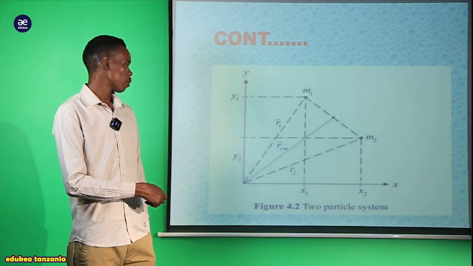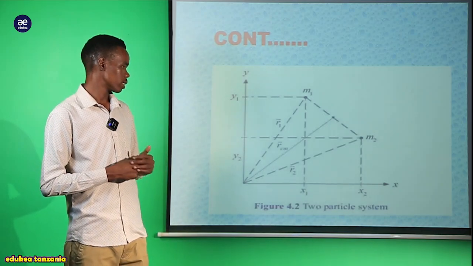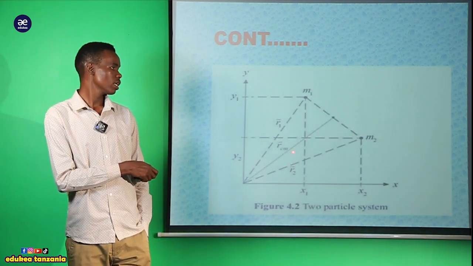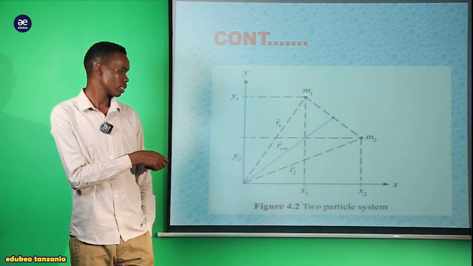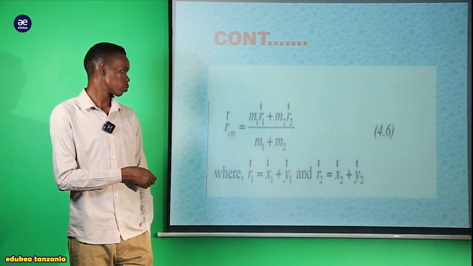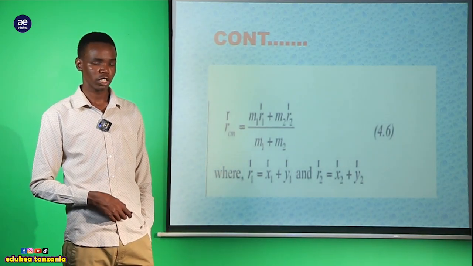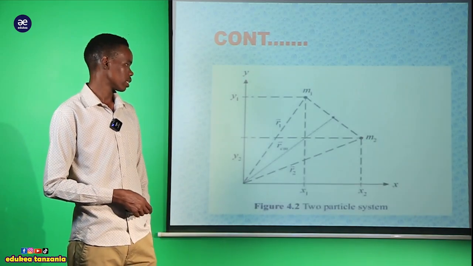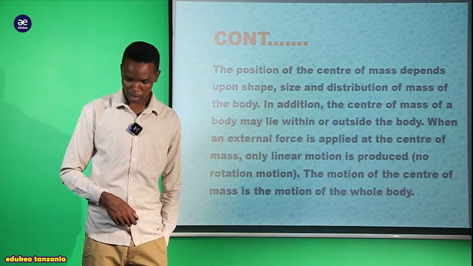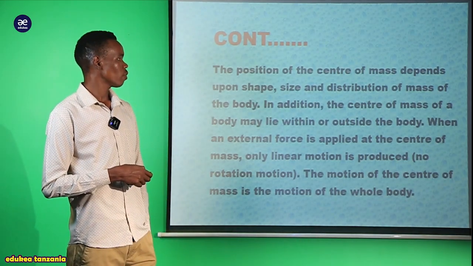Therefore, my dear student, we try to find the resultant. How can we get the resultant? The resultant of their vectors should be equal to this summation: mass 1 R1 plus mass 2 R2, divided by the summation of their masses, as we try to see here.